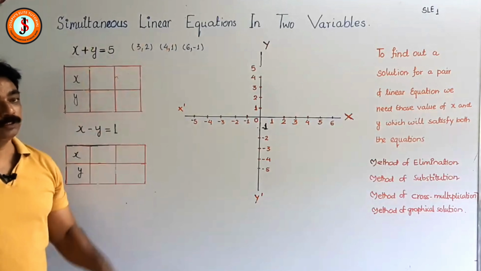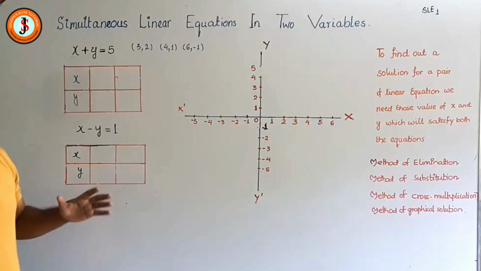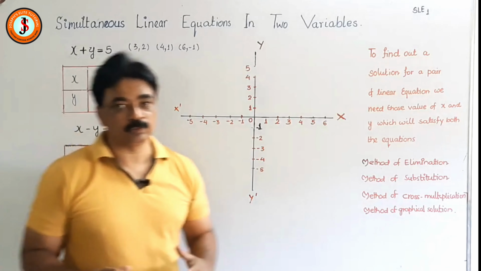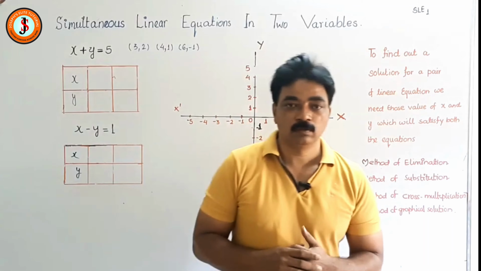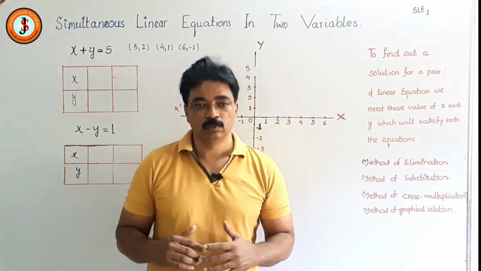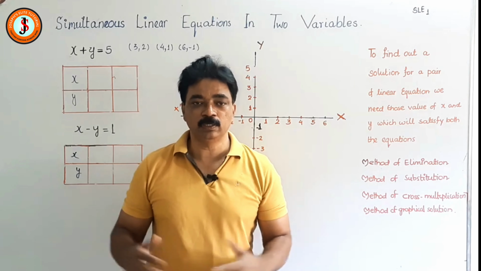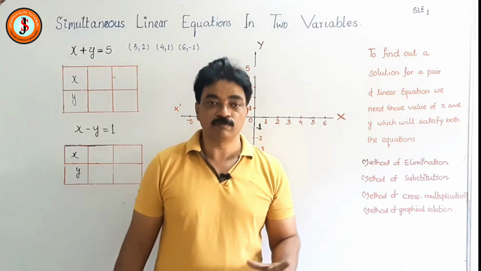Simultaneous linear equations in two variables is what we are going to learn. Number one, we put it in a situation first and try to understand what a simultaneous linear equation is. Suppose I have some money and the other person has some money, and the sum of our money is 5 rupees.